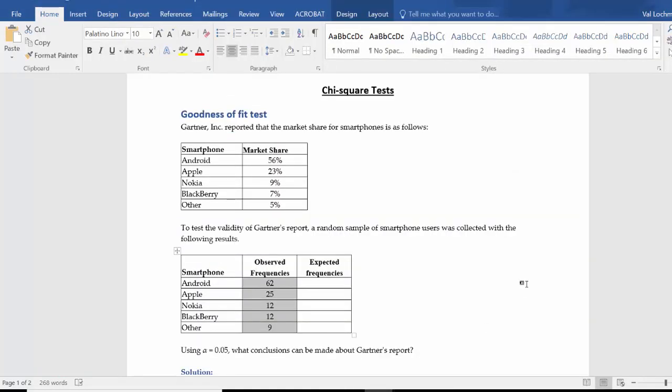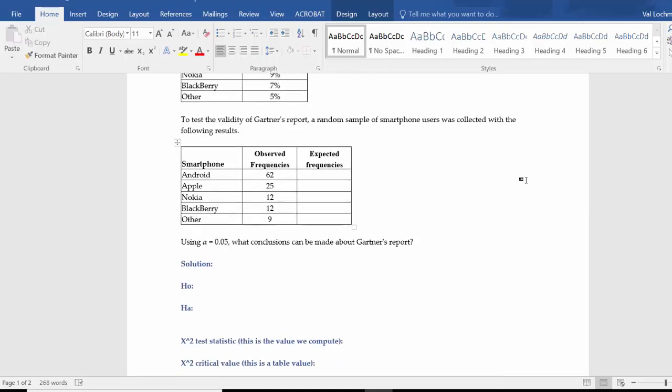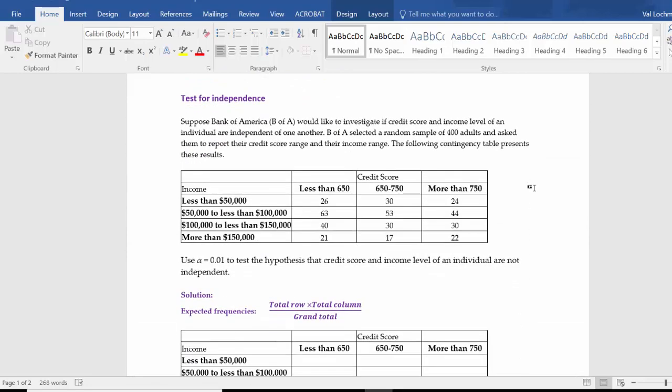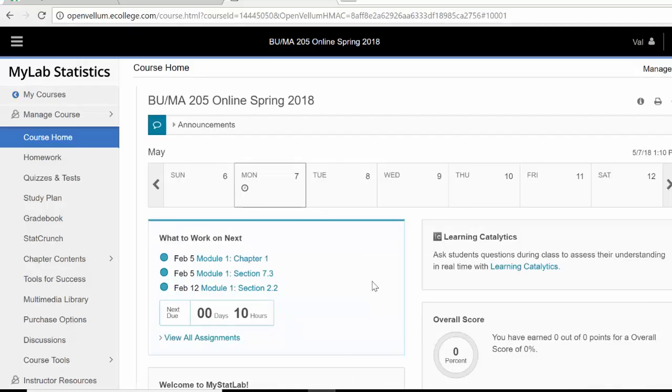Then you can also use the worksheet uploaded for this chapter as well. The worksheet has two problems. One is the goodness of fit problem, and that's what we're going to do in this video. The second page has a problem for test for independence, and there will be a separate video associated with this problem. Then we will need access to our course on My Math Lab because we're going to need to use one of the tables. So those are the three items that you will need to have access to.